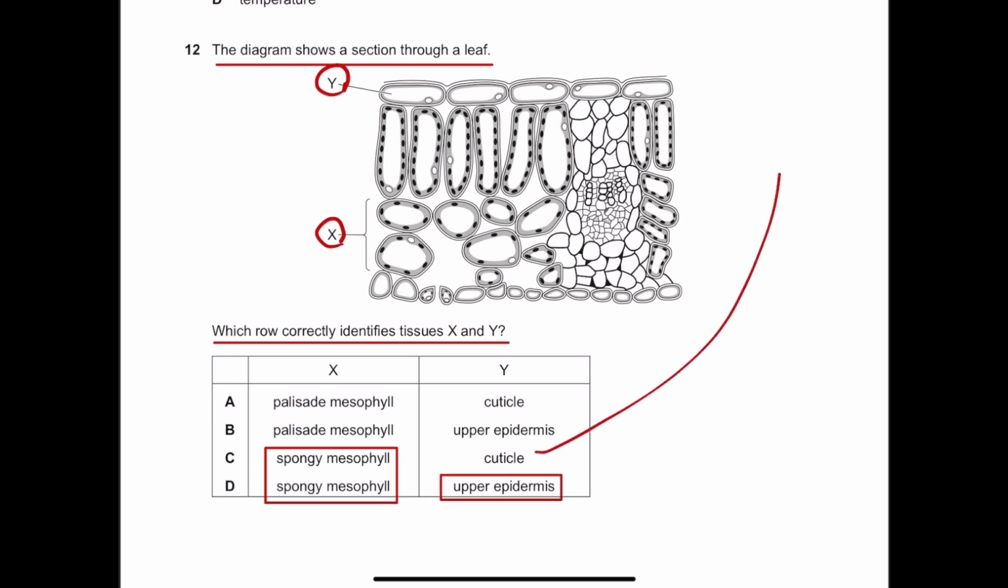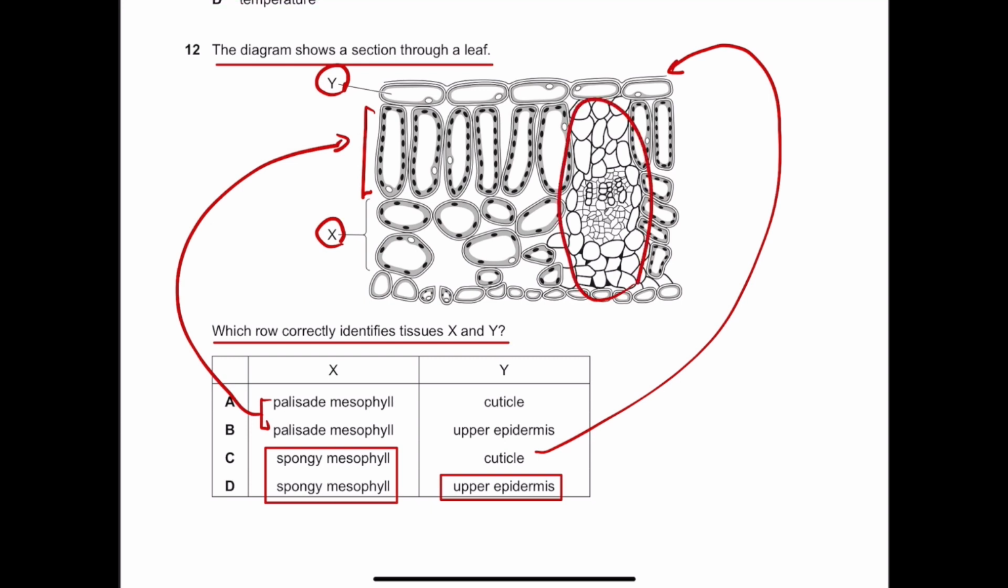So cuticle is the cover, is the coating. Okay? And this part is palisade mesophyll cells, or palisade mesophyll layer. And this looks like a vascular bundle. So this is the vascular bundle. It contains xylem and phloem.